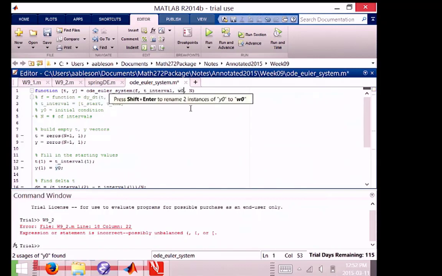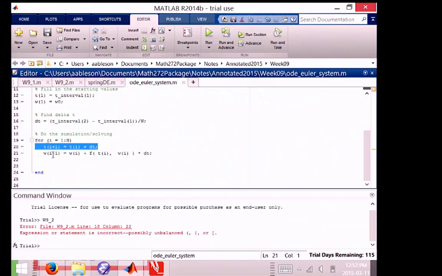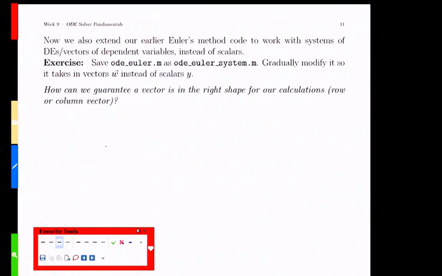So I'm going to change that to w naught, and then I'm going to press Shift-Enter to change them all. Every y, I'm going to change it to a w. I'm going to take advantage of MATLAB offering to change all of them for me. That's fantastic.